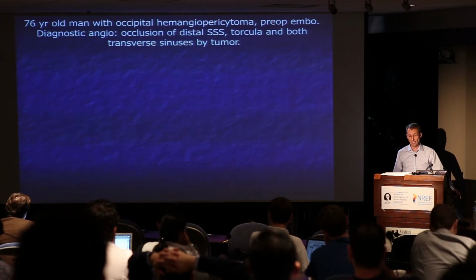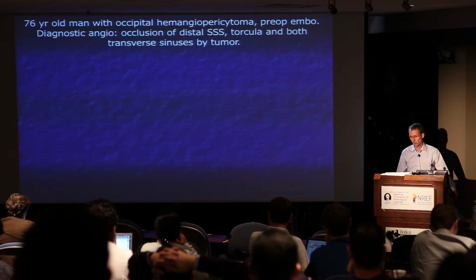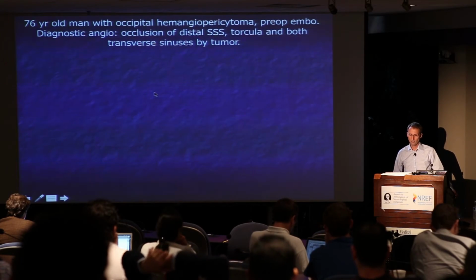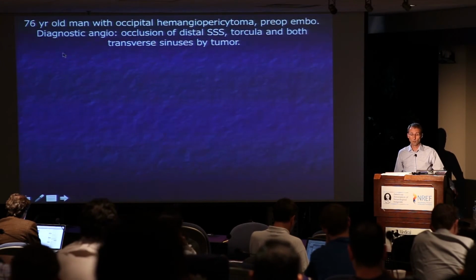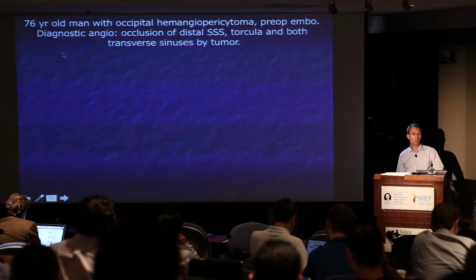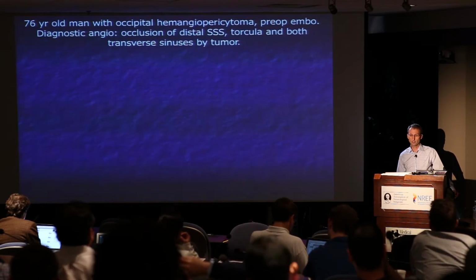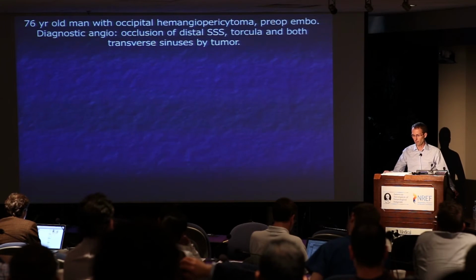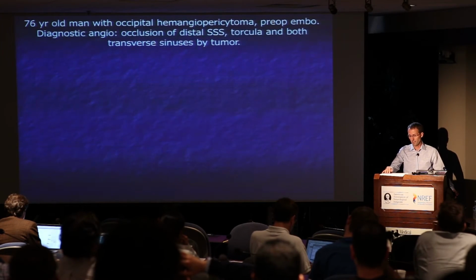So in the interest of time, I want to do at least one other case. I have a couple others, but just to emphasize a slightly different approach. This is a 76-year-old man who was referred to us by our neurosurgical colleagues, had an ugly occipital hemangiopericytoma, and they asked us to do a preoperative embolization at the time.